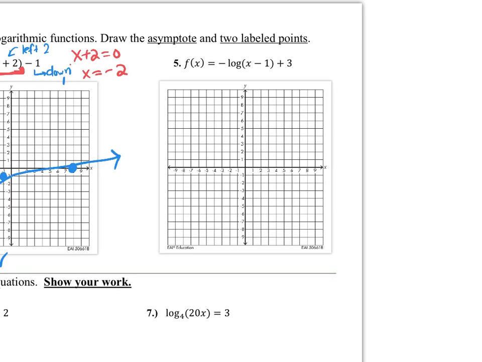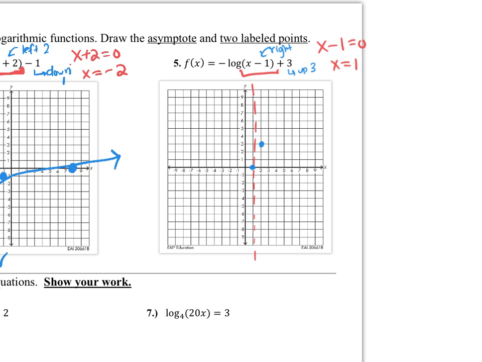All right, for number 5, I'm going to start with my asymptote. So I set my argument equal to 0. So x minus 1 equals 0. I will have a vertical asymptote when x equals 1. So I'm going to start with that. And then I'm going to plot my anchor point, which usually starts at 1, 0. And then it's going to go right 1, up 3. Right 1, up 3.